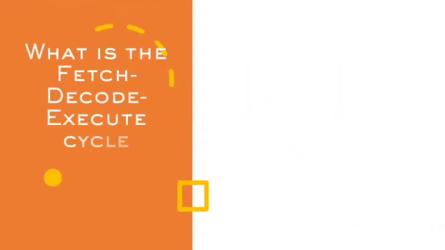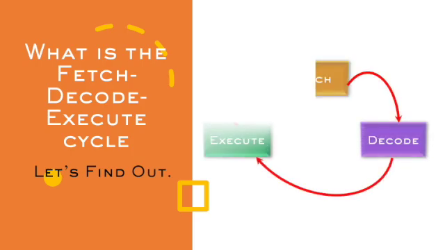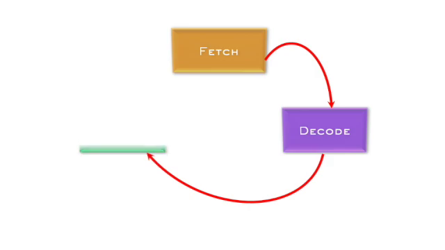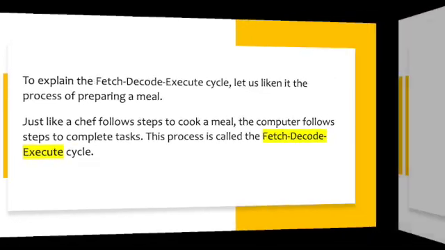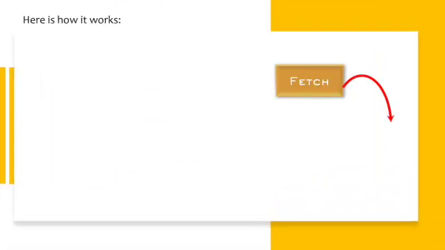What is the Fetch-Decode-Execute Cycle? Let's find out. To explain the Fetch-Decode-Execute cycle, let us liken it to the process of preparing a meal. Just like a chef follows steps to cook a meal, the computer follows steps to complete tasks. This process is called the Fetch-Decode-Execute cycle. Here is how it works.